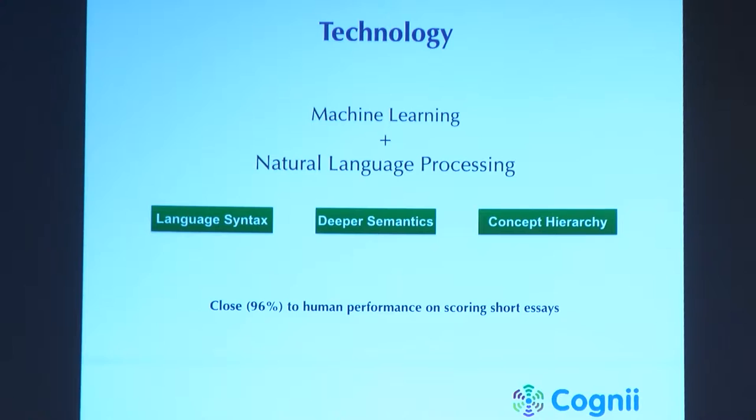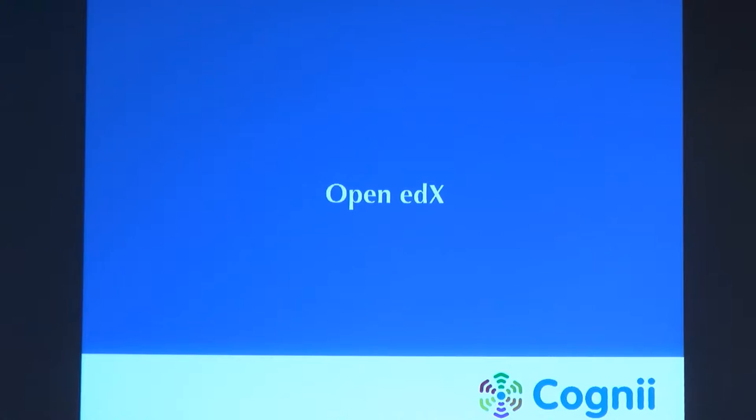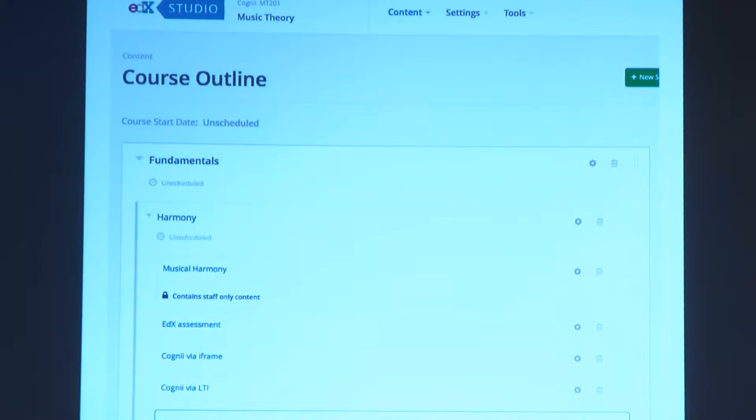So how can we apply this to the edX environment? For the sake of a demonstration, I've created a course about music harmony, music theory, in the edX environment. It is a chapter called Fundamentals, and within that there is a topic called Harmony, and there is learning content, and there are three types of assessment that I'll show you. One is the current edX ORA assessment, and next is the Cogni-enabled assessment using iframe and the LTI components.